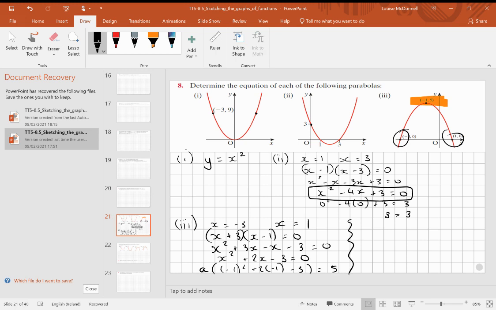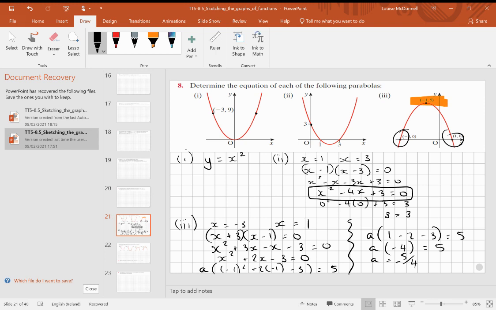I'll just draw this across. So we get a times, so (-1) squared is going to be 1, 2 by -1 is going to be -2, and then we have -3 equals 5. So a by -4 is equal to 5. So in this case, we need a equal to 5 over 4, and it's negative.